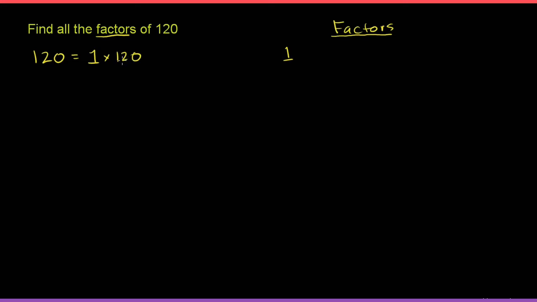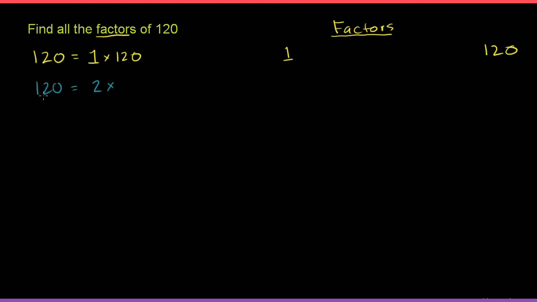You can't have something larger than 120 dividing evenly into 120. 121 will not go into 120. So the largest factor on our factors list is going to be 120. Now let's think about others. Is 2 divisible into 120? So does 120 equal 2 times something?